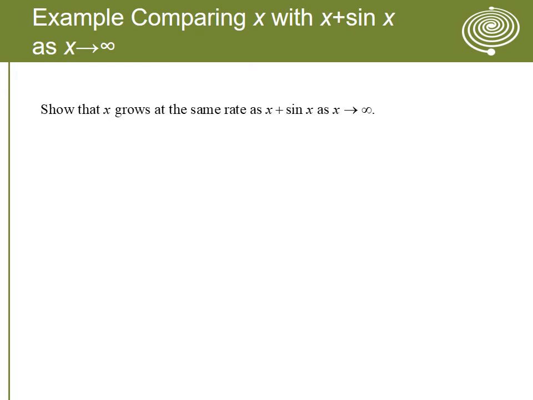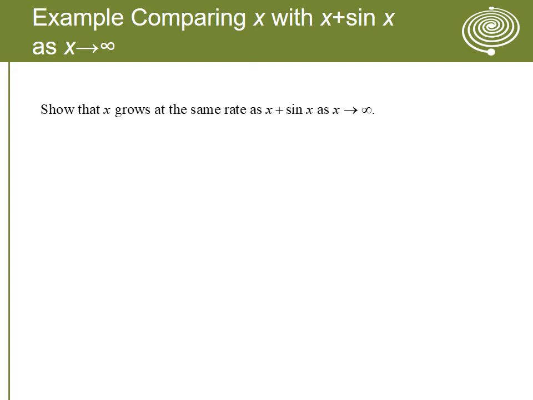In the previous two examples, we have seen how two functions compare to each other, especially where one is growing faster or slower than the other. But in this one, we will be looking at two functions which are growing at the same rate. The question says, show that x grows at the same rate as x plus sine x. Here we have to take two functions, y equals x, which is the linear function, and y equals x plus sine x. This is the combination of two functions as x goes to infinity.